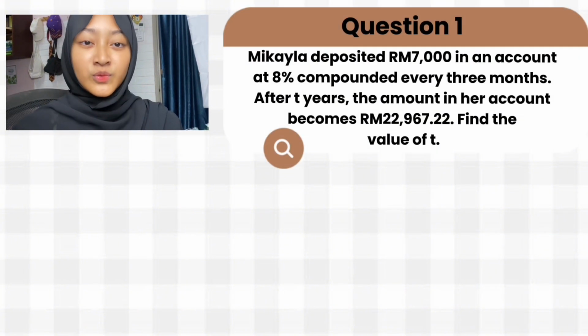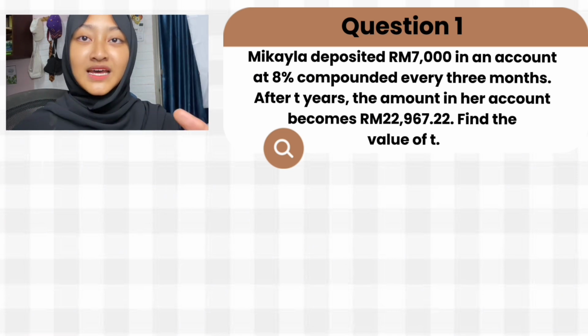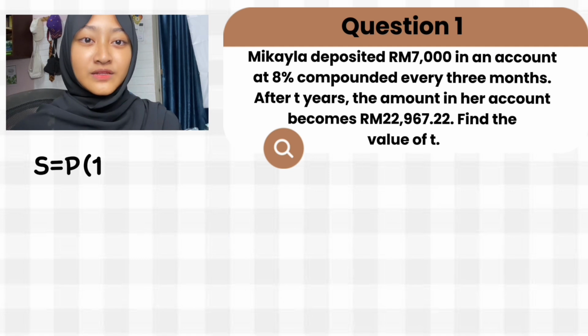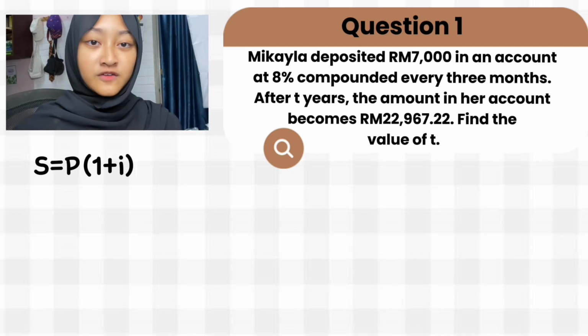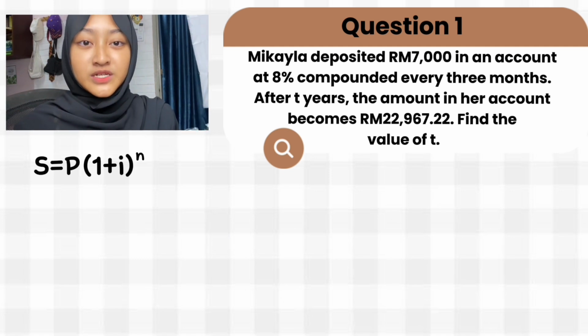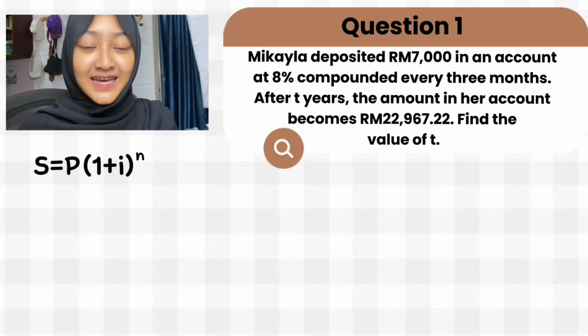So today, I will discuss part A, question number 1. First of all, we have to make sure we use the correct formula, which is S equals P(1 + i)^N. As you can see, all the information has been given in the question. We just have to classify which one is P, K, M, T, I, and N.